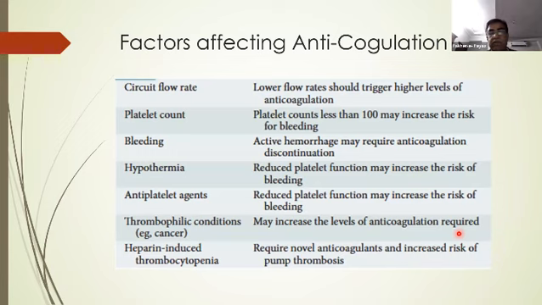Hypothermia affects the platelet function, and there is more risk of bleeding. Antiplatelets, definitely more risk of bleeding. Thrombophilic conditions, like cancer, we need to increase the anticoagulation. Heparin-induced thrombocytopenia requires novel drugs like I've already mentioned, bivalirudin or argatroban.